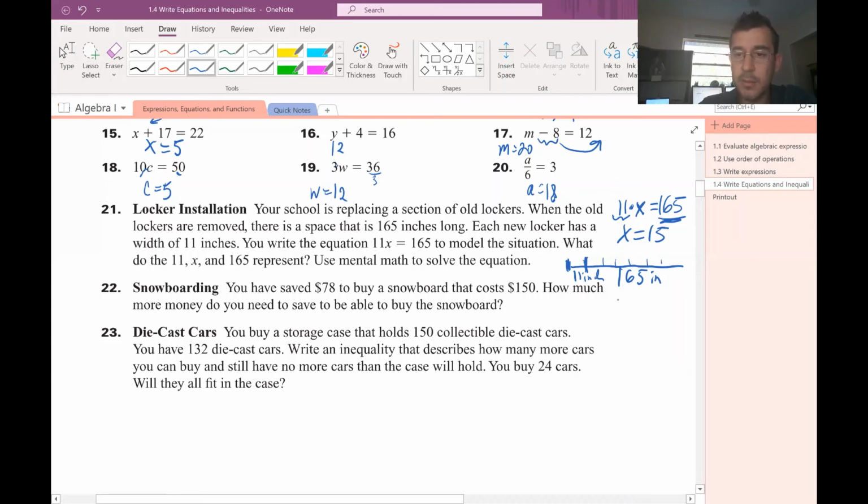And if you do 10 times 15, that is 150. So this is not 10, this is 11. So 11 times 15 is 165, right? Because 10 times 15 is 150, and then 1 times 15 is 15. So you add 15 to 150, and it becomes 165. So that's how you know that it's 15.